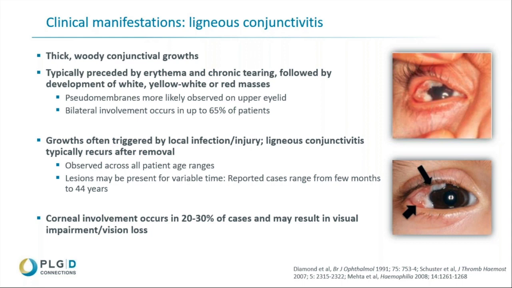Lesions may be present for variable time. Reported cases range from a few months to 44 years. Corneal involvement occurs in about 1/3 of cases and may result in visual impairment or even visual loss.